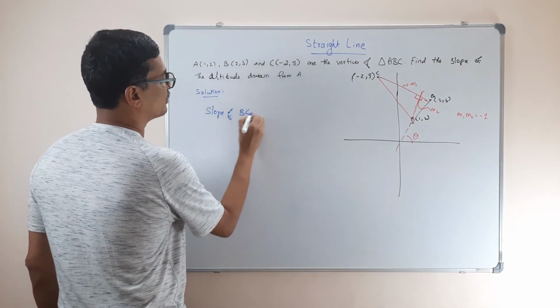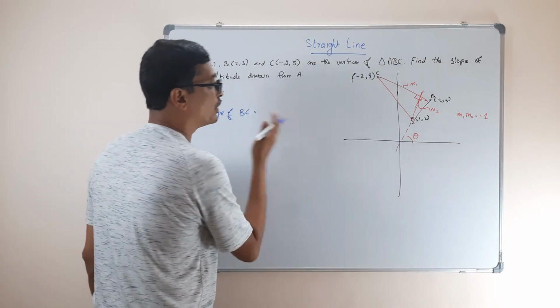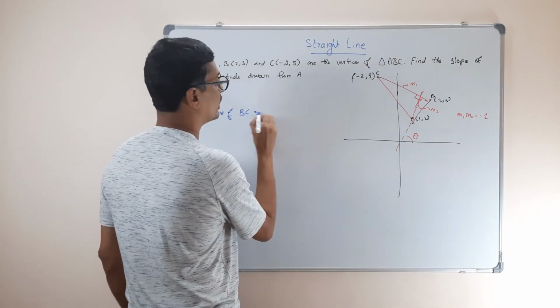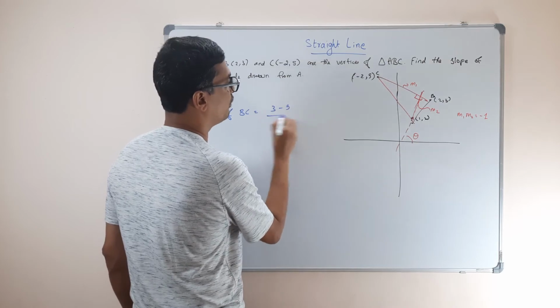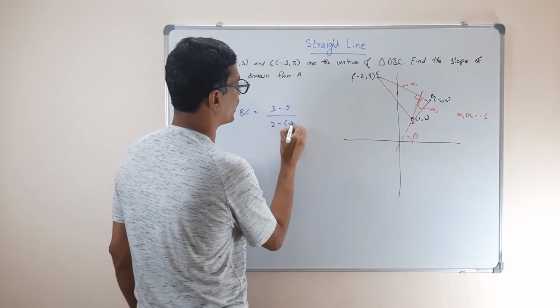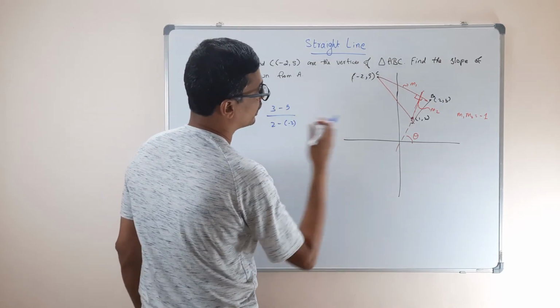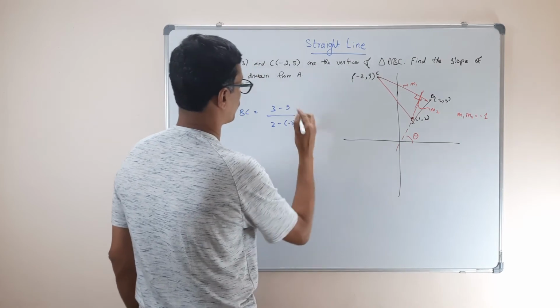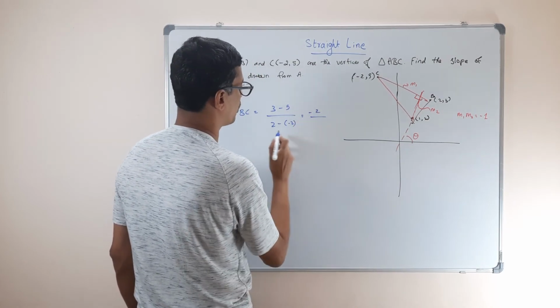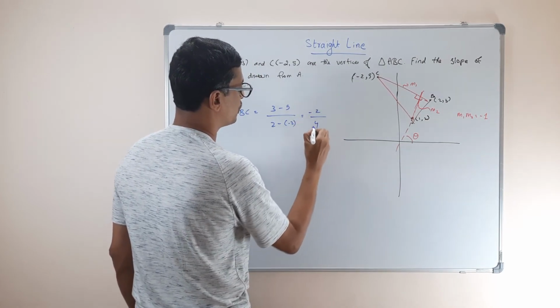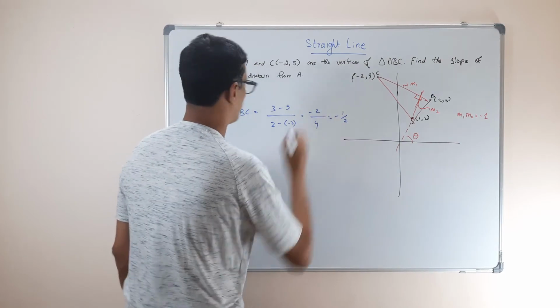Slope of BC will be equal to what? Y2 minus Y1. So that will be what? 3 minus 5 divided by 2 minus of minus 2. Okay? Am I right? 3 minus 5, 2 minus of minus 2. Yeah. 3 minus 5 is minus 2 divided by 2 plus 2 is 4. So it's equal to minus half.